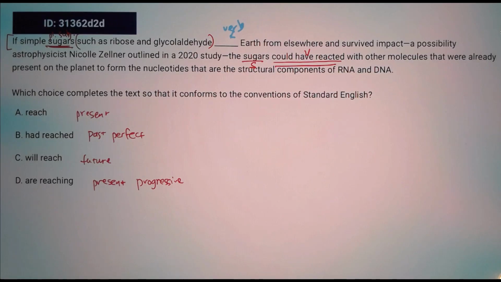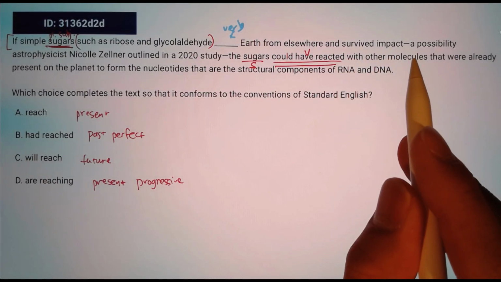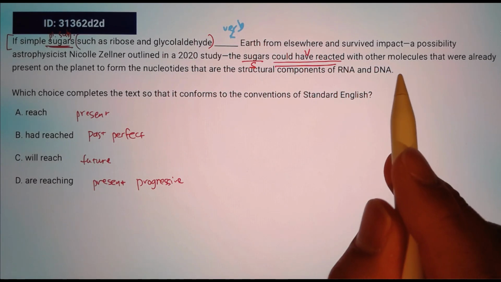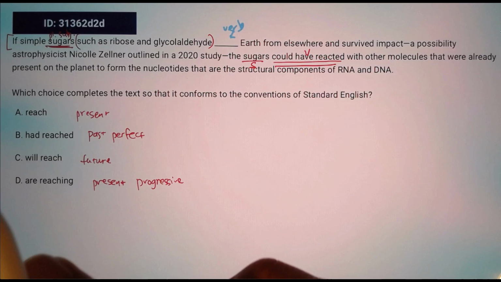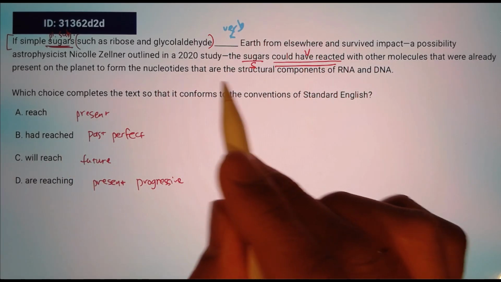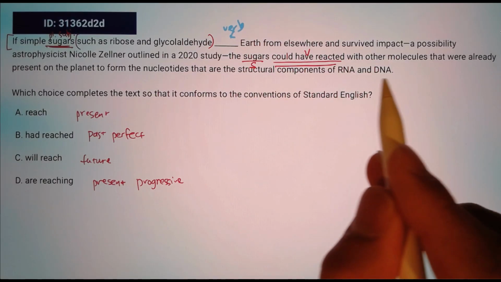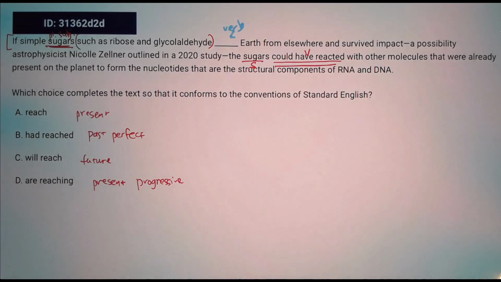So this is about the past and another past. How do we know which came first? The first thing is there had to be the impact. Okay, like a meteorite colliding with the Earth. So if simple sugars reach, they have to come here first before they could become the structural components of RNA and DNA. So clearly, it's a sequential event.